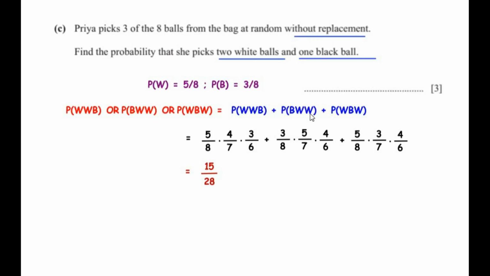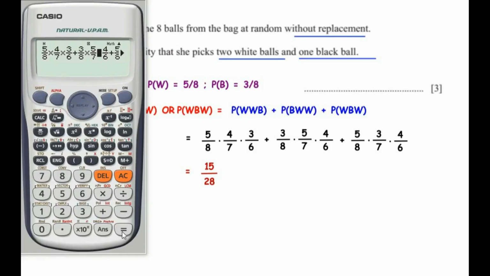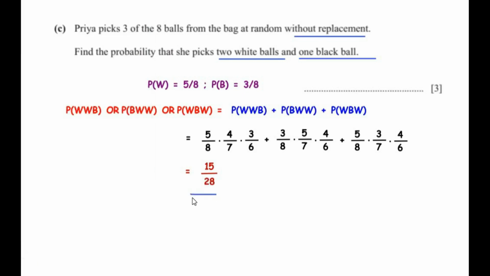Now let us check the second combination. First, she is going to pick up the black ball, so it is going to be 3 out of 8 times, then the white ball, so it becomes 5 out of 7, and again white, so it becomes 4 over 6, plus for the third combination now, white, that is going to be 5 over 8, followed by a black, 3 over 7, followed by a white, that is 4 over 6. So let us see what value we get here. This is going to give us the value as 15 over 28. So this is going to be our answer.